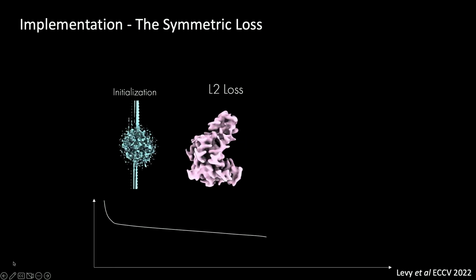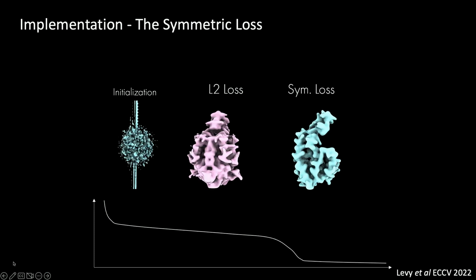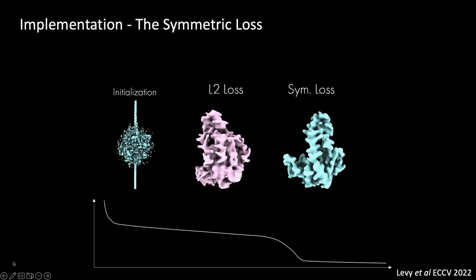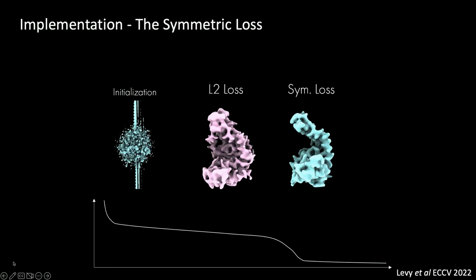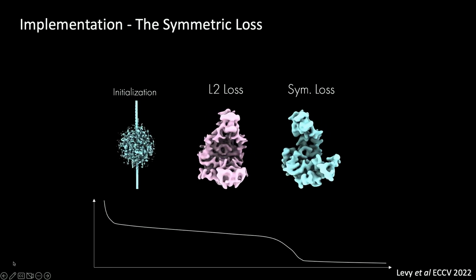So if you turn on the symmetric loss, you see that you get to a better solution. You escape this local minima and get to a better solution that's not symmetric. That's the gist of it.